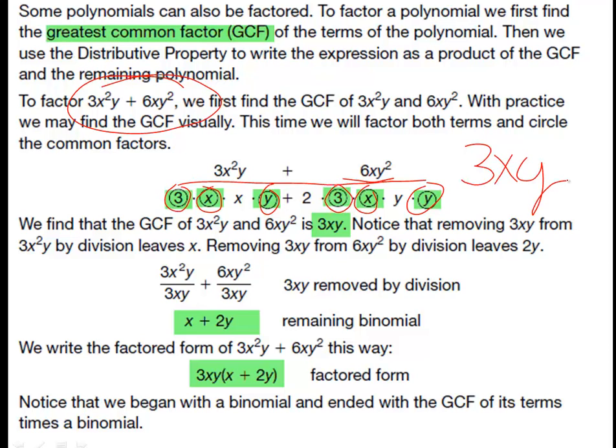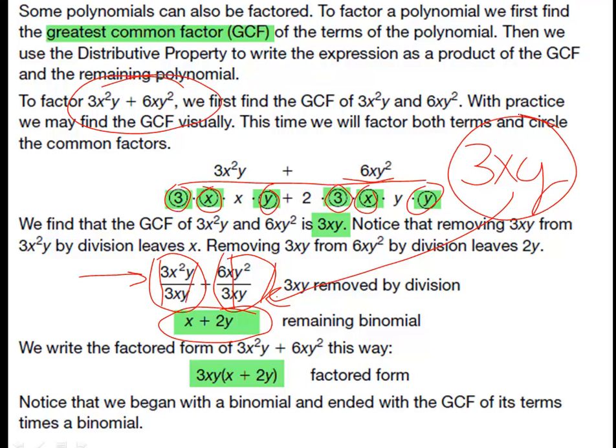Now we can go down here and rewrite our binomial, 3x squared y plus 6xy squared, and divide it by the same 3xy. We're going to divide both terms. So when we do that, 3 divided by 3 is 1, x squared divided by x is just x, and y divided by y cancels out. So it just leaves us an x on that side. And here the 3 goes into 6 2 times, and the x's cancel out, and y squared divided by y is y. So we end up with x plus 2y left over when we factor out 3xy.